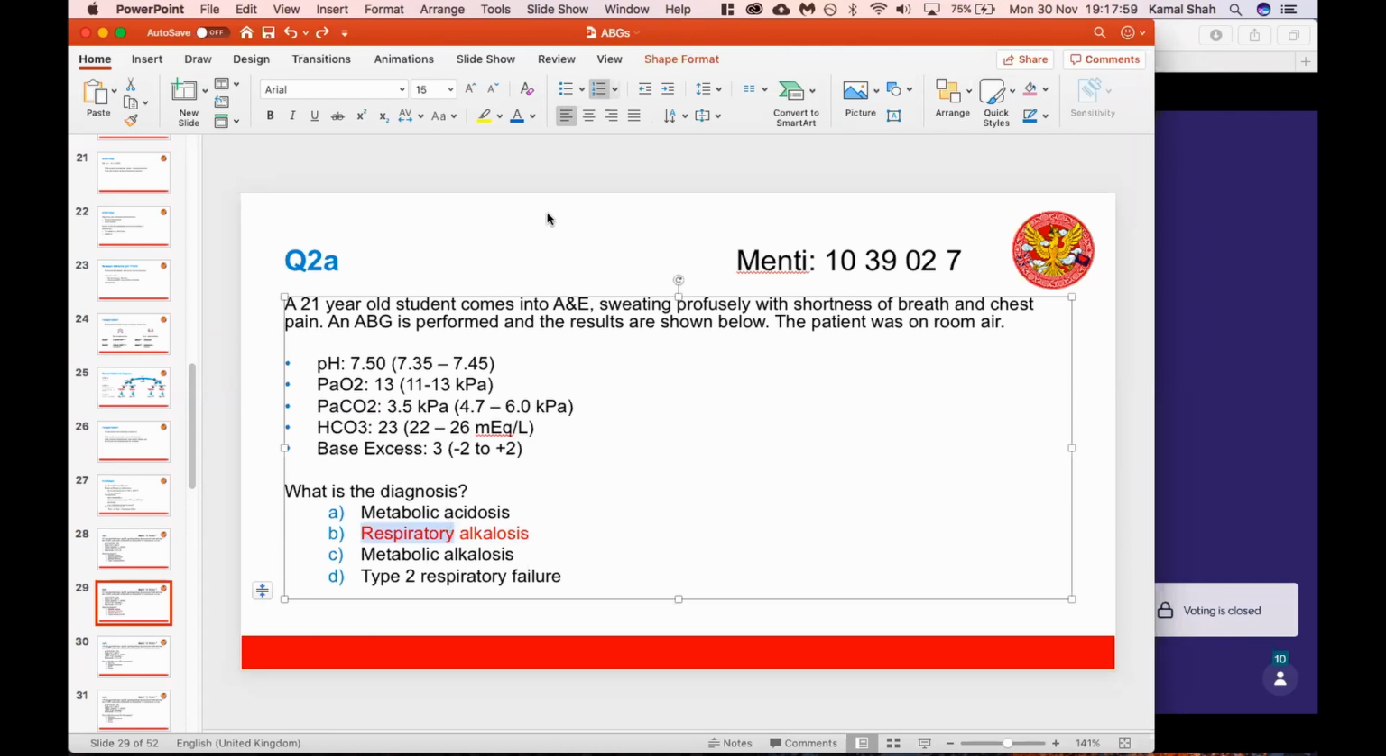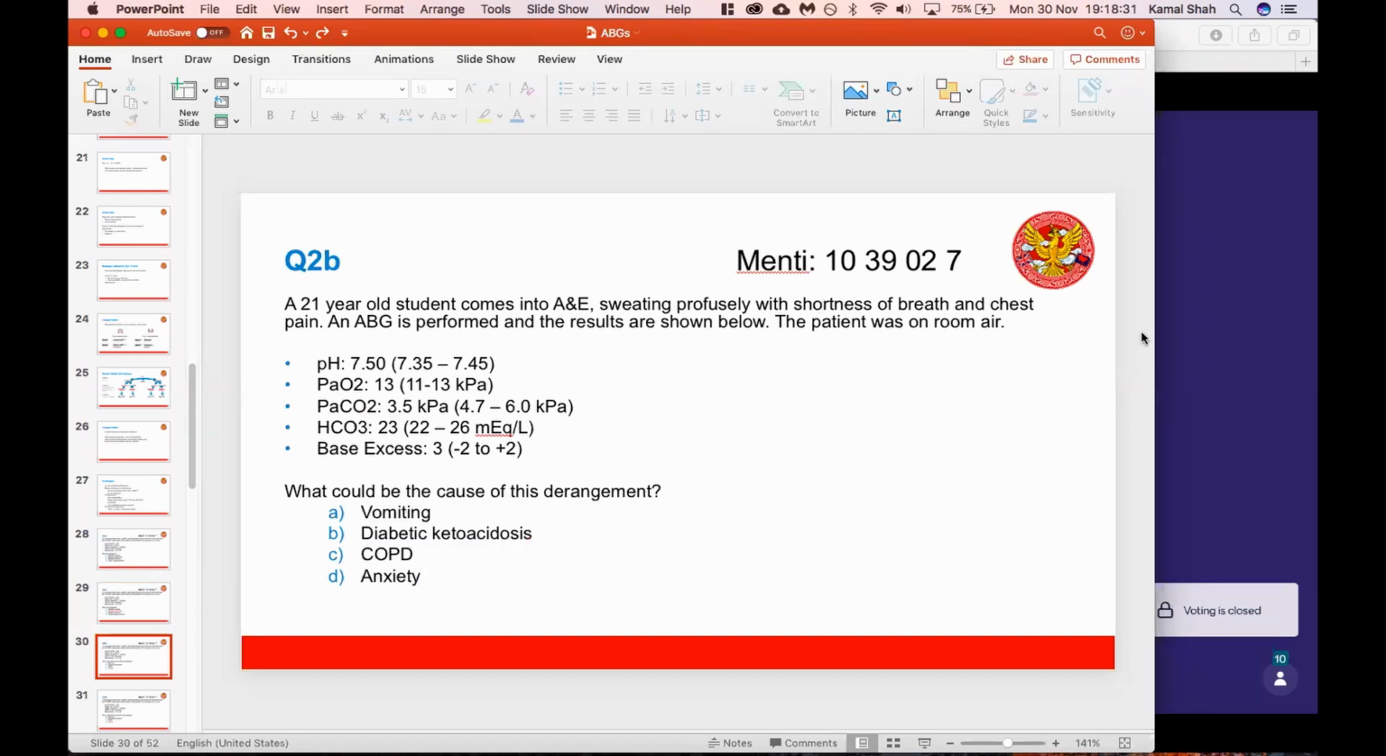So does that mean that the base excess was compensation? I don't think so, because if it was metabolic compensation, we'd expect the bicarbonate to be low. We'd expect the bicarbonate to be very, very low if there was any compensation, but there was no compensation in this question.